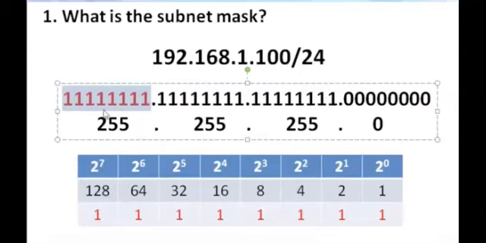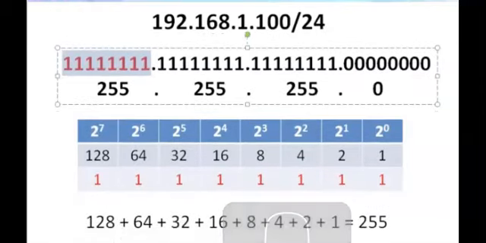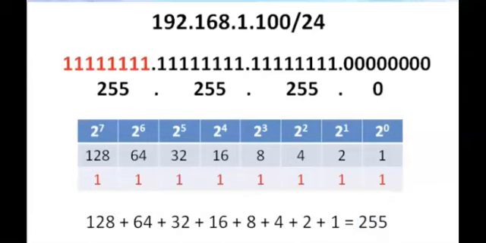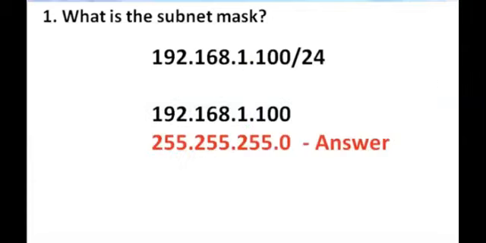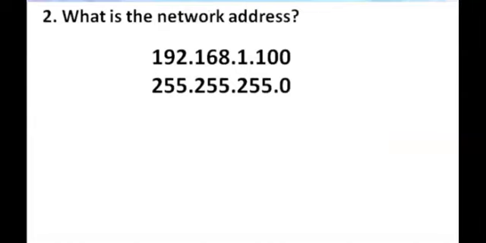If I have all ones in this 8-bit grouping, then to convert it to decimal is as simple as adding 128 plus 64 plus 32 plus 16 plus 8 plus 4 plus 2 plus 1 equals 255. So each octet with ones in it equals 255. So 255.255.255.0 is our answer. Now let's go to the second question. What is the network address?